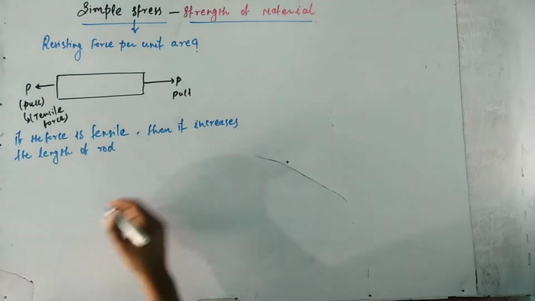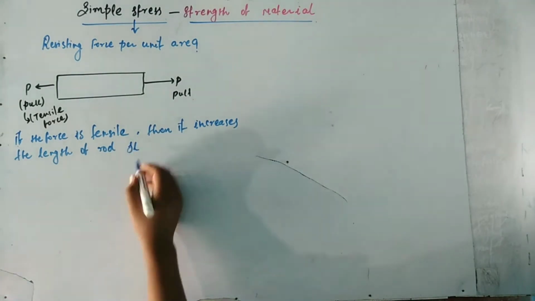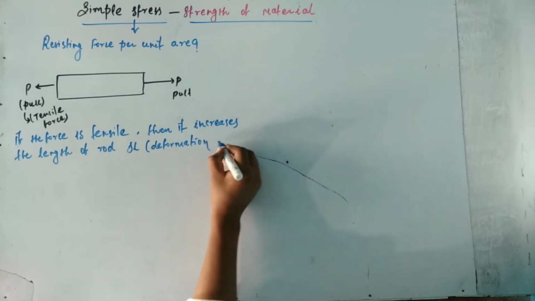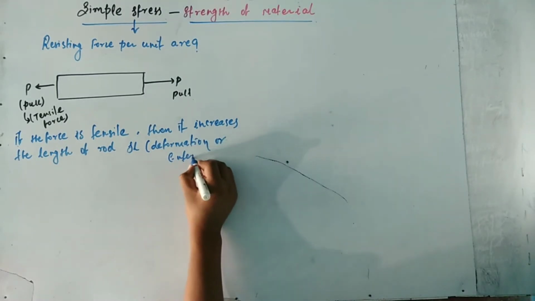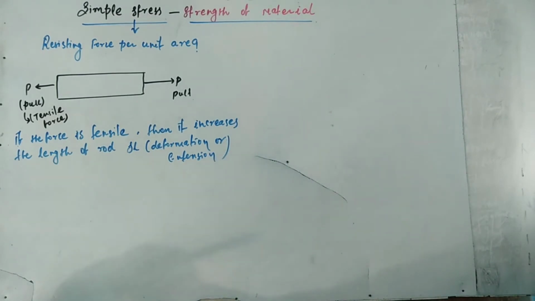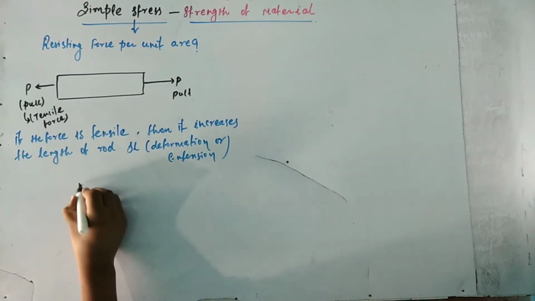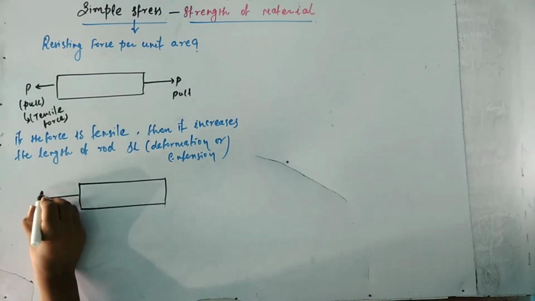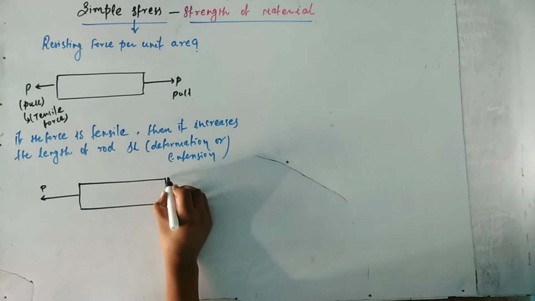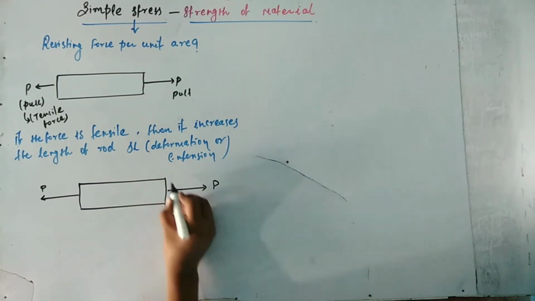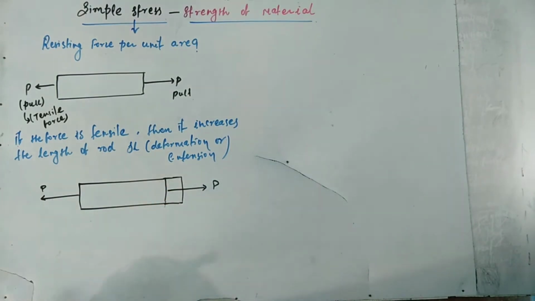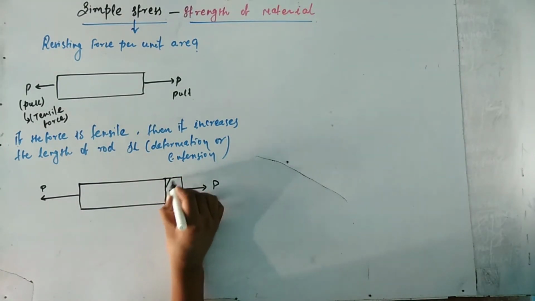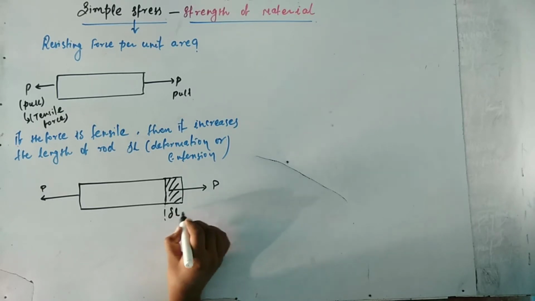So if the force is tensile, then it tries to increase the length of the rod by del L. So what is del L? Del L is called deformation. When the rod increases by del L, its deformation will be like this, and this is the deformation of the rod. This one is del L.